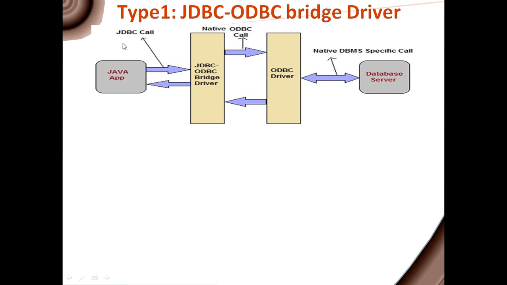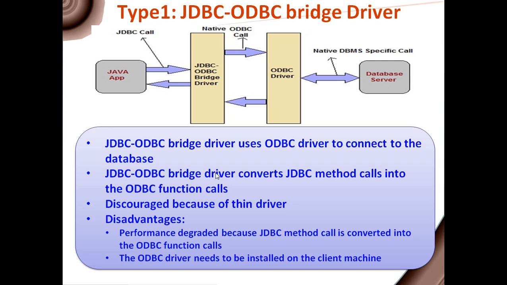On the left hand side, there is a Java application which is going to make use of a JDBC call, and in that it's going to invoke the JDBC-ODBC bridge driver. This bridge driver is a piece of software. Now this is going to make a native ODBC call because it's going to rely on the older technology, that is ODBC. So it's going to rely on the ODBC driver, and then ODBC in turn is going to make a call to the database server using native DBMS specific calls. So this is what is highlighted now. The JDBC-ODBC bridge driver uses the ODBC driver to connect to the database. So that's about the first point.